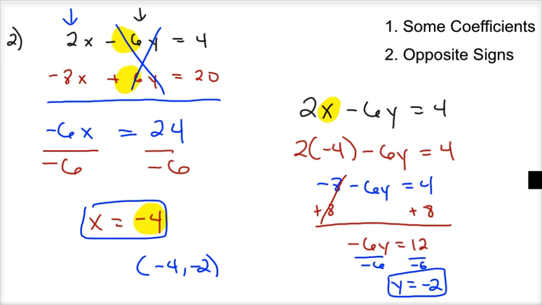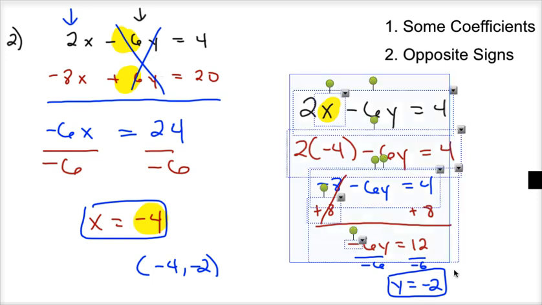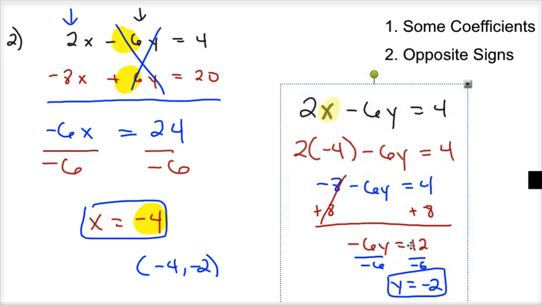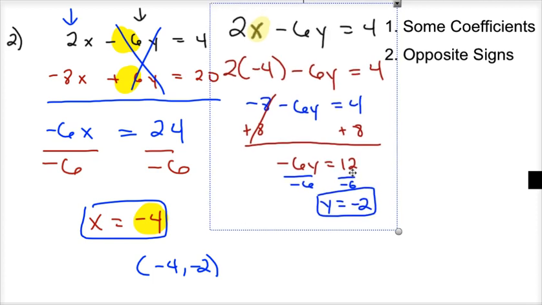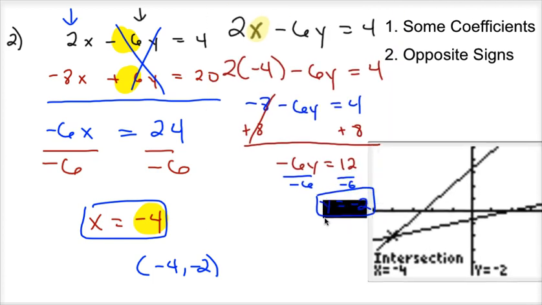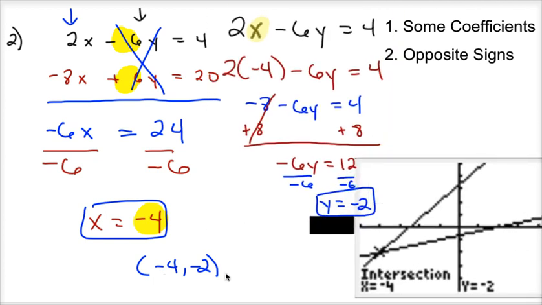So the point where these two lines intersect, again, is going to be at the point negative 4, negative 2 on your graph. Okay, so the intersection point is -4, -2. This one solution, this one input value of -4, will give you an output for both equations of -2. Let's take a look at another one.